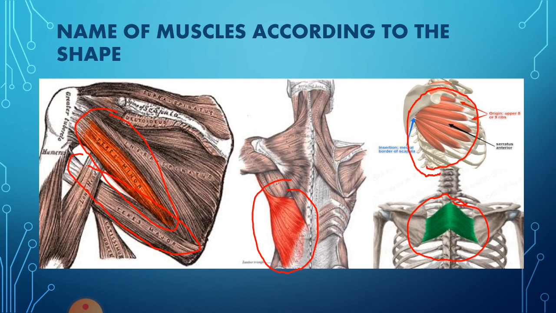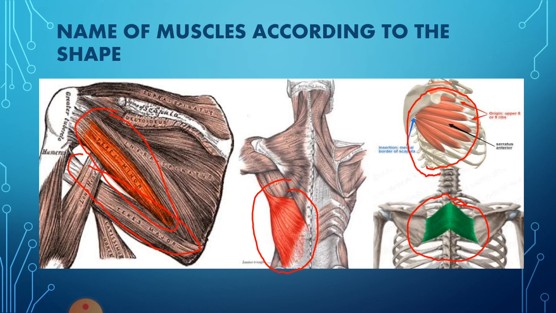These are the muscles according to the shape, and starting from the left, I have already encircled the muscles. These two muscles that I have encircled are the teres minor and teres major muscle on the left, and you can see their appearance is cylindrical. The next muscle that I have encircled is the latissimus dorsi muscle, and this muscle has a very broad or widest appearance. So latissimus means widest or the broadest appearance.